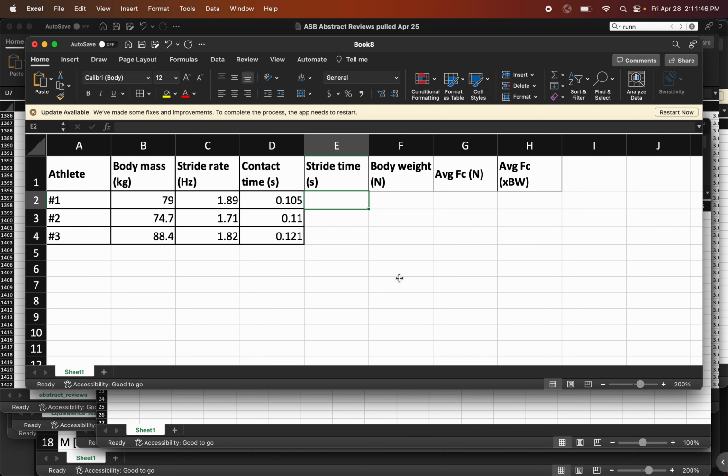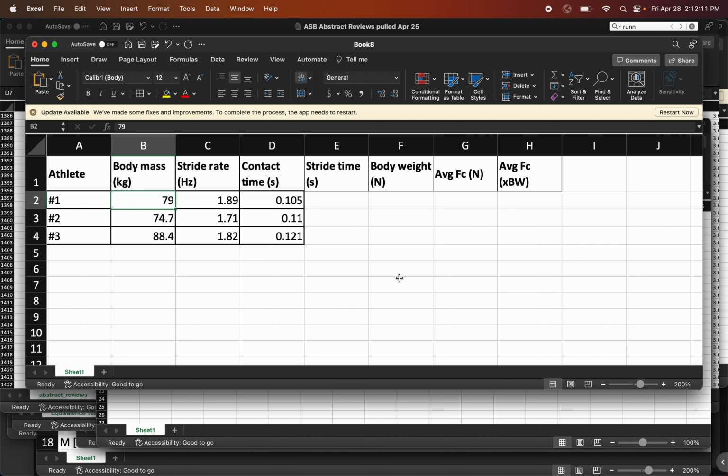Okay, here I will demonstrate the calculation for the first part, task 1 of homework number 3 for Kines 402. Here I've copied in the information that you're given in the homework prompt for the 3 athletes in question. It gives you their body mass in kilos, their stride rate in hertz or strides per second, and then their contact time in seconds.